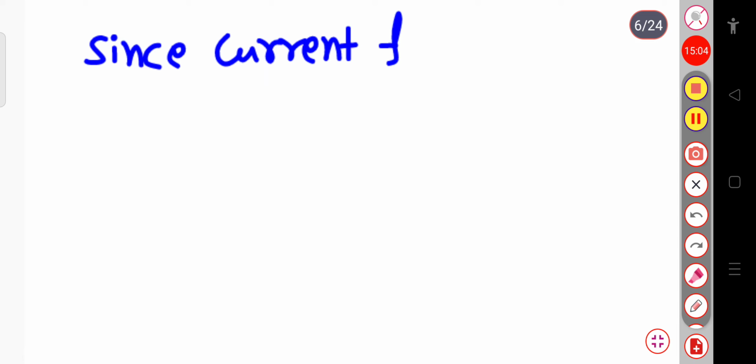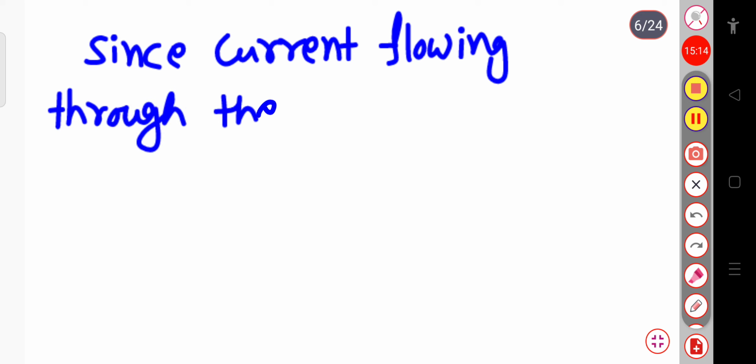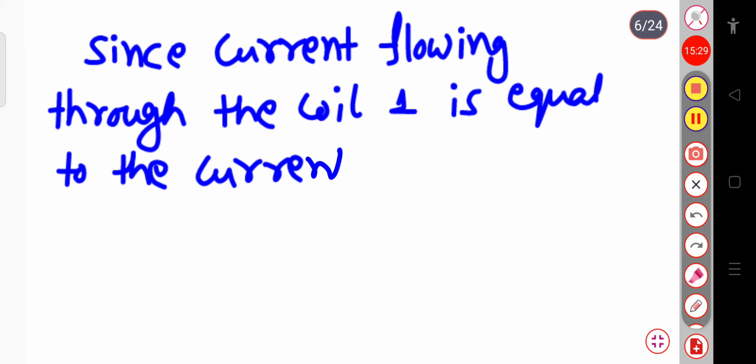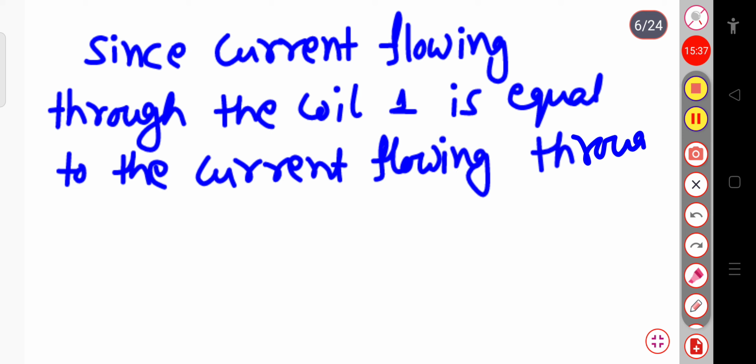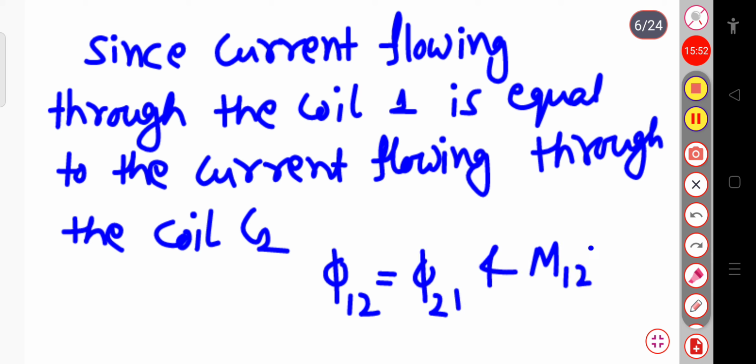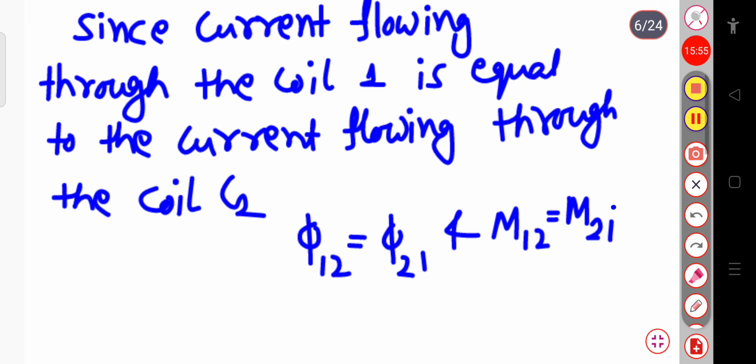Since the current flowing through coil 1 is equal to the current flowing through coil C2, the flux will be the same, that is phi12 equal to phi21, and also M12 will be equal to M21, and that is equal to, let us say, M.